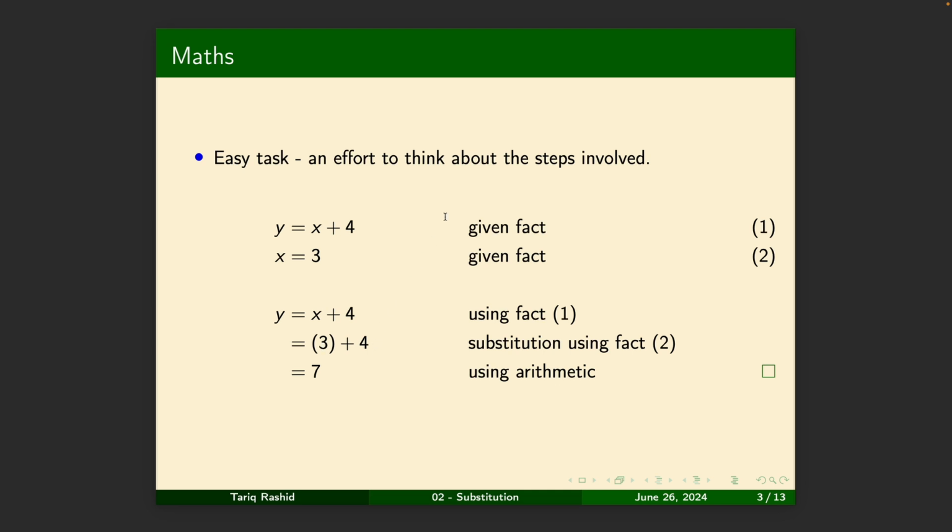Our conclusion, we wanted that to be 7. How do we justify that? Again, don't fall off your chair. We do have to think about justifying every step. So how do we get from 3 plus 4 to 7?